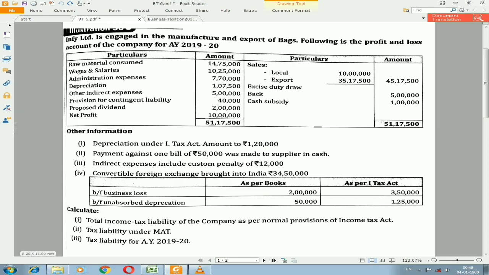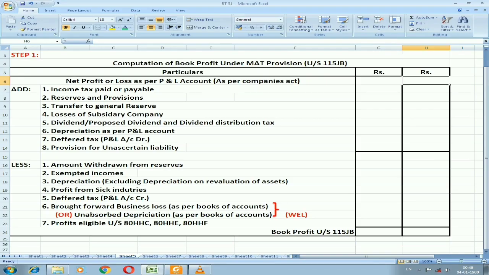Now let us calculate part B, that is tax liability under MAT. For this we are going to take two steps. One, we are going to find out book profit, and then we are going to pay the tax under MAT. As I told you, the format will be fixed for this. Only certain points will have a lot of information included on that. So that I'll just explain while doing the illustration.